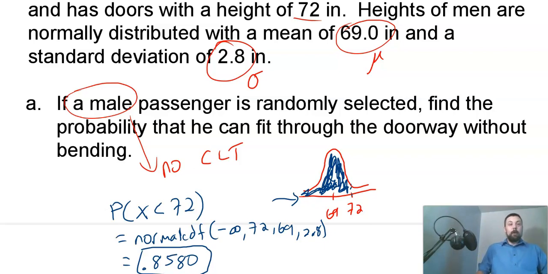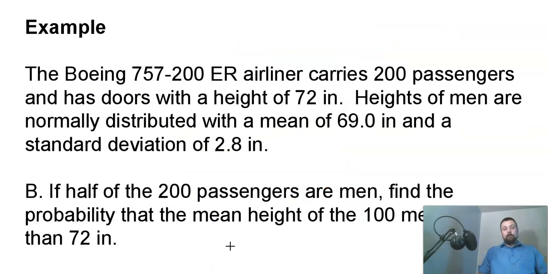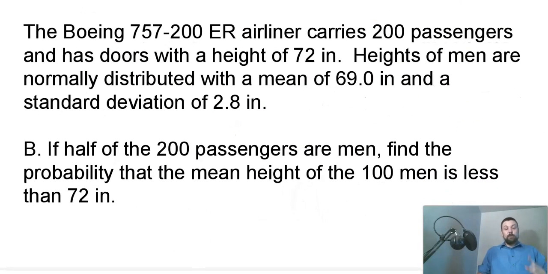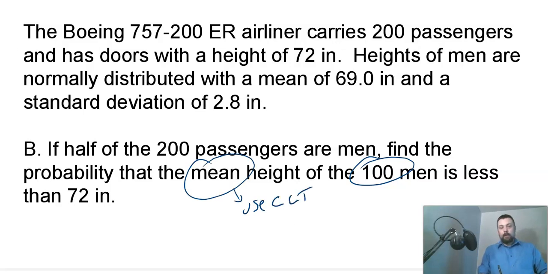All right, part B, same question, except we're looking at a group of male passengers instead of just one. So assuming that half of the flight is composed of male passengers and half composed of female passengers, find the probability that the mean height of the 100 men on the flight is less than 72. Right, so now we're talking about a group, we're talking about a mean, so we have to use the central limit theorem to calculate this probability.